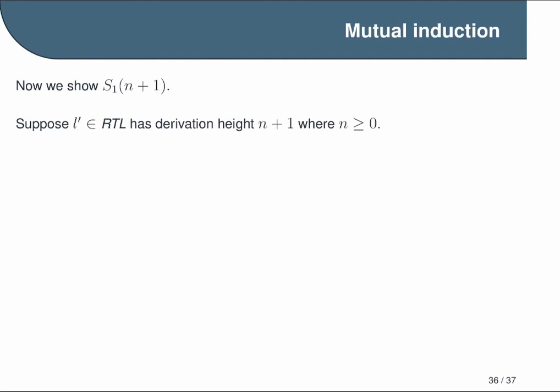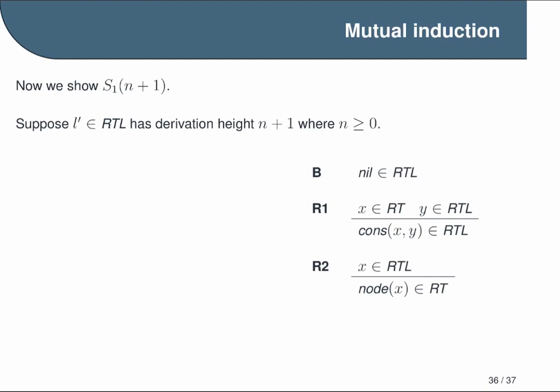That means that it cannot have been produced by an axiom. And so if we look back at our post system for rooted trees, we can see that it could not have been formed by rule B. What this means is that it has to have been produced by R1 or R2, but if we look closely at R2, we'll see that it only produces rooted trees and not rooted tree lists, so it cannot have been produced by R2, and this leaves just R1. That is the only rule that can produce a rooted tree list with height of 1 or greater.